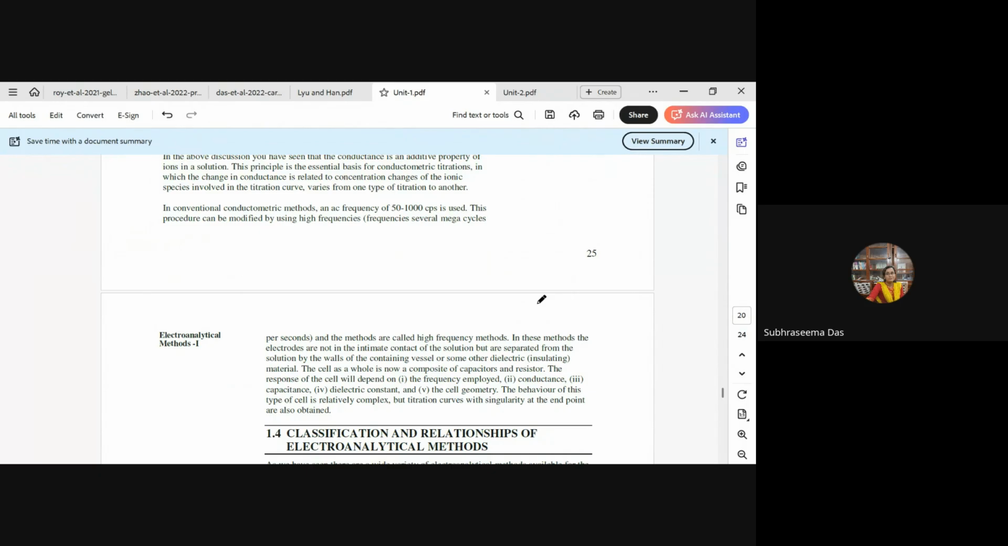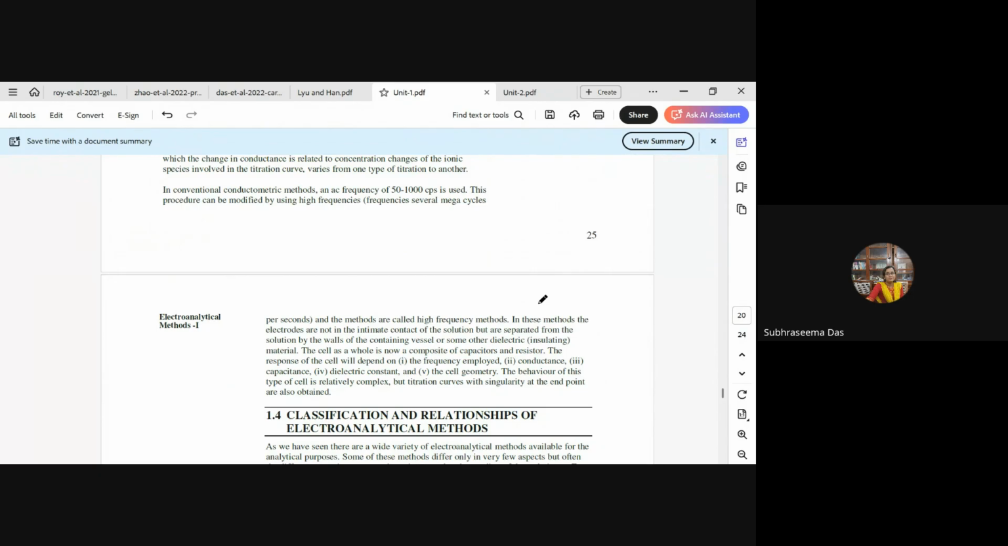In these methods, the electrodes are not in immediate contact with the solution, but they are separated from the solution. As a result, the cell acts as a composite of capacitors and resistors. The response of the cell depends on the frequency, conductance, capacitance, dielectric constant, and the cell geometry.